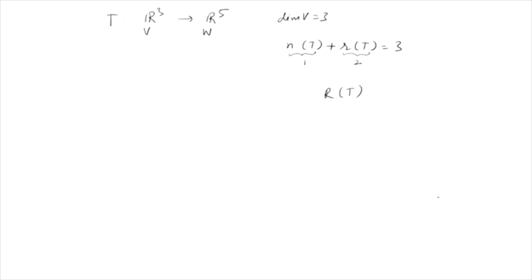The minimum value of nullity is 0. So, definitely rank of T is equal to 3 minus nullity of T, and nullity of T will be greater than or equal to 0. That means rank of T will be less than or equal to 3. It can't be more than 3. So, for this problem it is true.